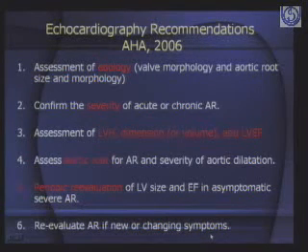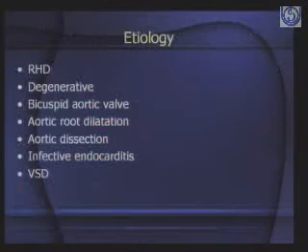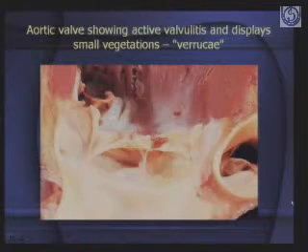And what are new symptoms? Shortness of breath and sometimes fever. Prolonged fever in a patient of aortic regurgitation can be very ominous. So, what is the etiology? Rheumatic heart disease, degenerative bicuspid aortic valve, aortic root dilatation, aortic dissection, infective endocarditis, VSD. Now, all these conditions can be distinguished echocardiographically, and these are all conditions in which you can find aortic regurgitation.